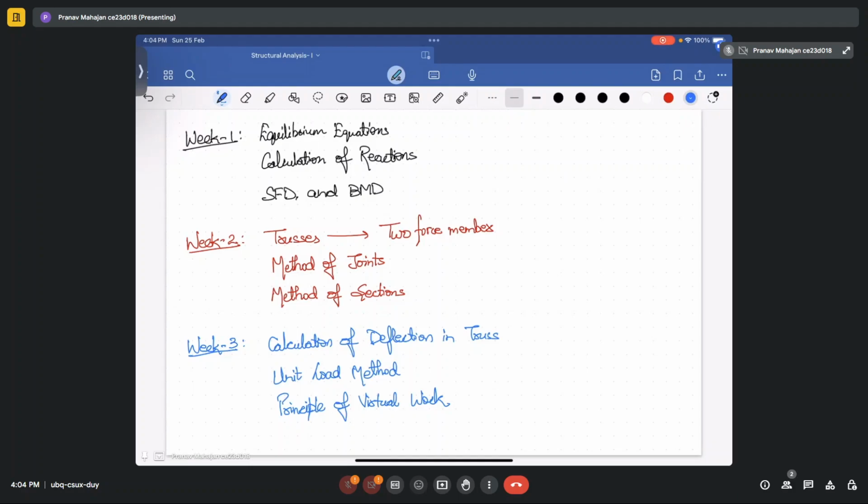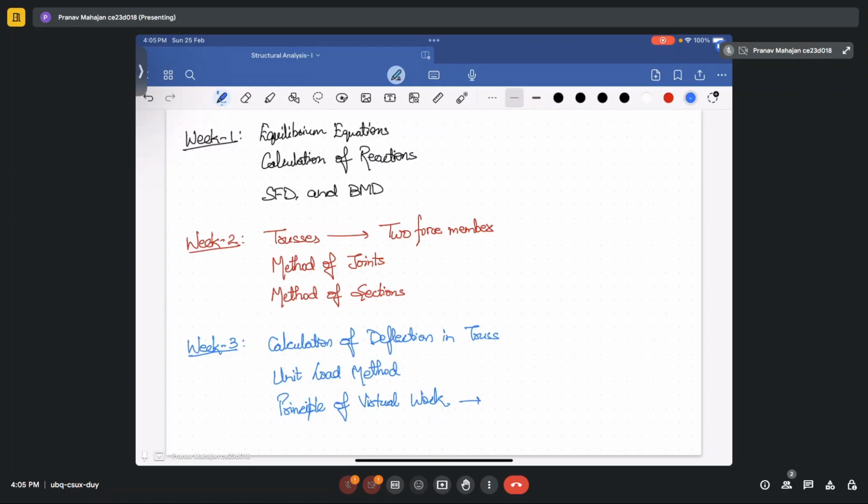Suppose you have to calculate the vertical displacement, so apply a unit load at that particular joint in vertical direction and calculate the member forces due to that, removing all the external loads applied over it. Then again calculate the forces using the external loads that are applied, and then use the principle of superposition and principle of virtual work, such that internal work done will be equal to external work done, and that will give you the deflection at a point.